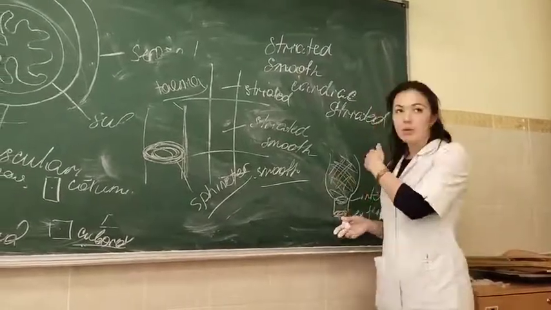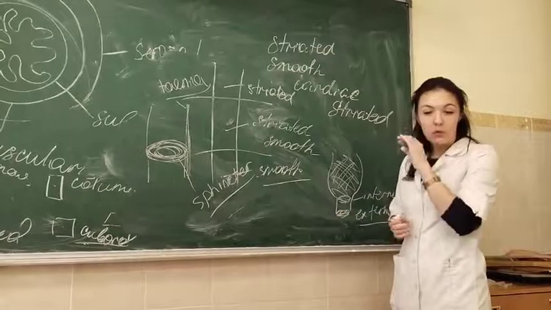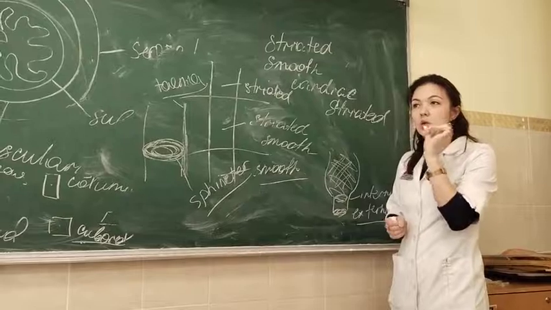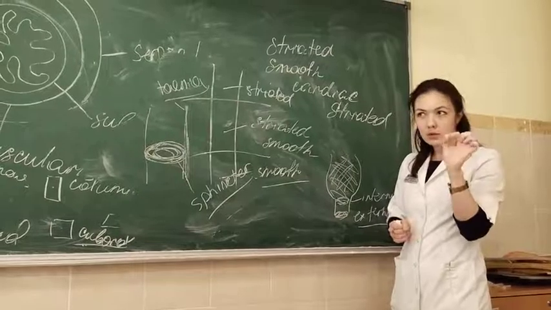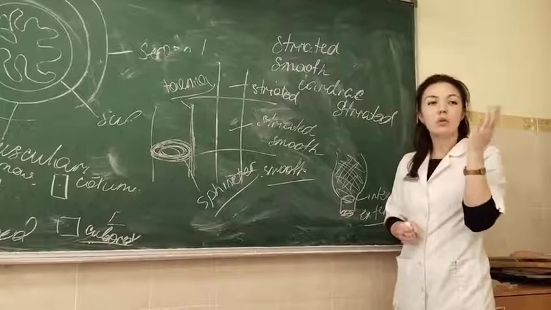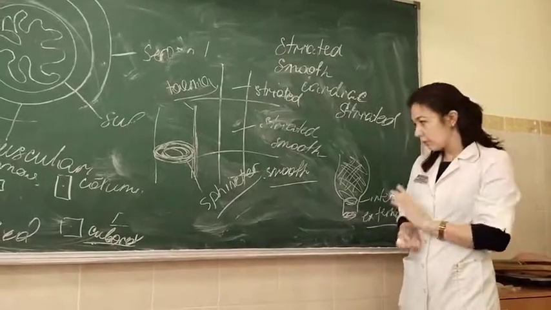The same principle, the same mechanism works in the urinary tract. In the distal part of urinary tract, there is also an internal urethral sphincter that is involuntary, and an external urethral sphincter that is voluntary.